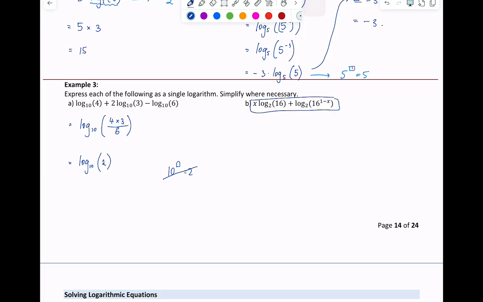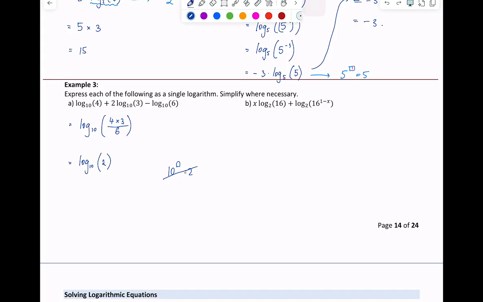Here in part B, we're going to play around with this now. We have plus in between, and again we have the same base. But just before we go about adding the logarithms together, we notice that in this first term here we have an x at the front. Now at the front we need it to be clear in order for us to merge the two logarithms together.